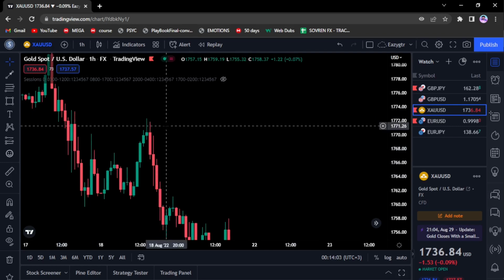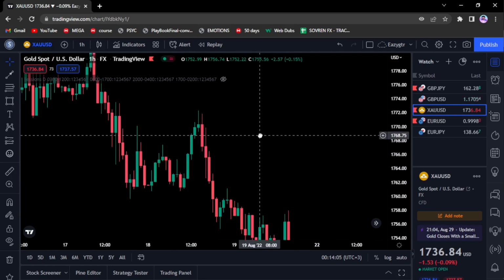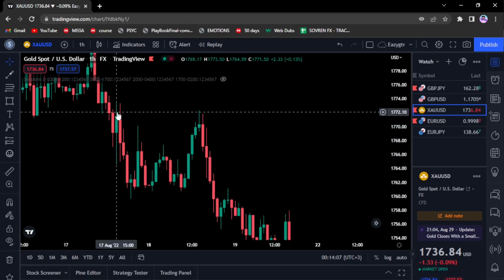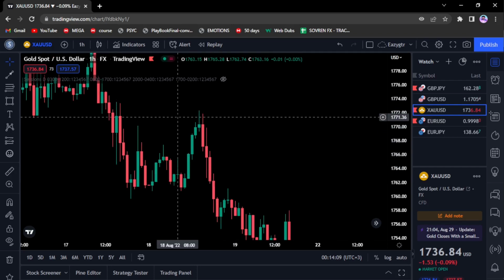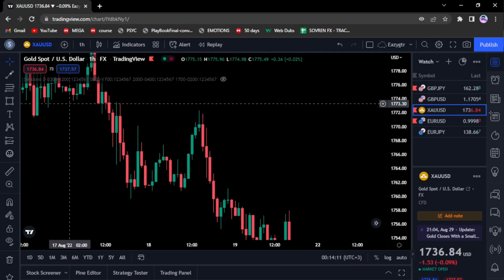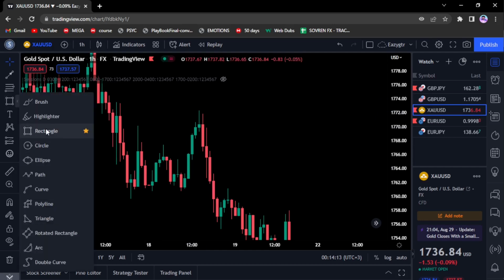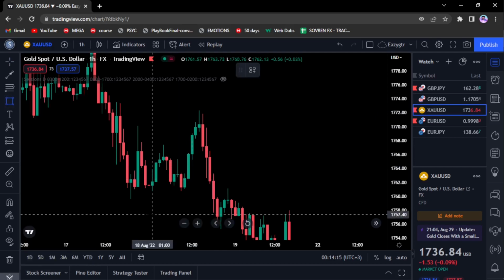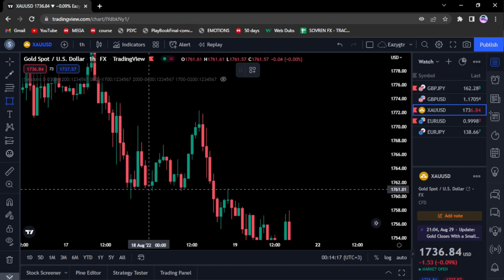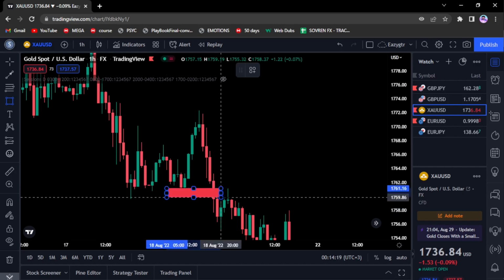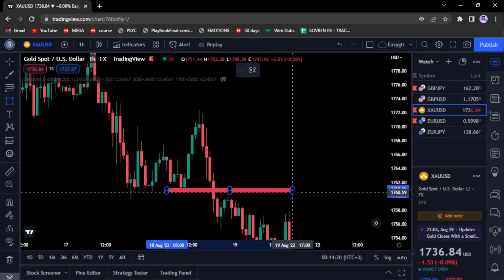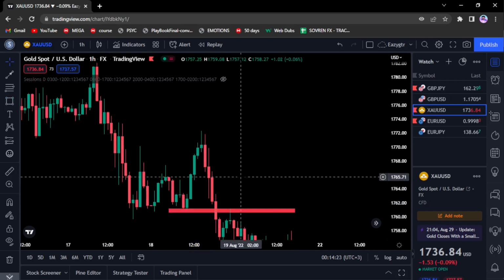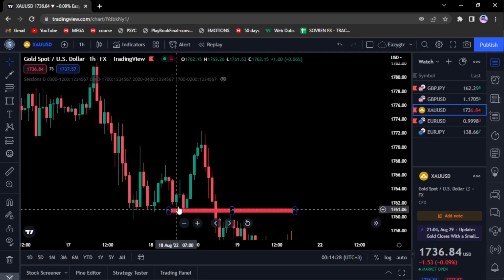Okay, so here we have an example. Ignore what happened in the past. Let's start from here. Price made a low, and according to price action and market structure, we expect price to retest this low.